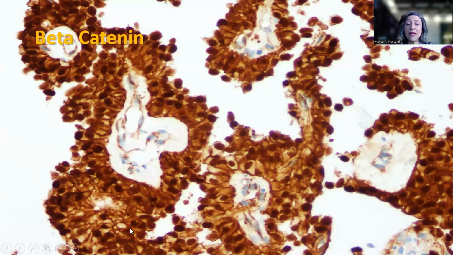And this is in the papillary areas. Again, negative internal control, positive tumor cells, staining of the nuclei of the tumor cells, which would be consistent with a mutant phenotype. It's extremely important, this immunohistochemical stain. If you don't have but one stain to perform, beta-catenin is your stain.